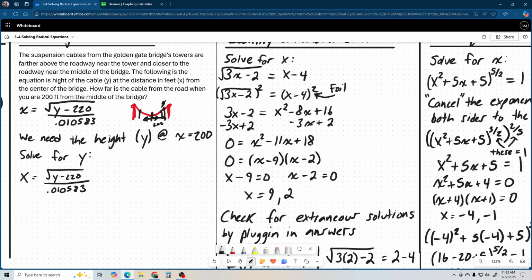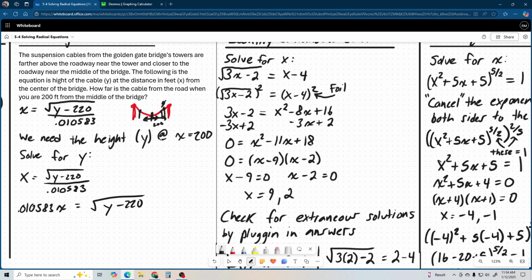So the first thing we have to do is isolate the radical, right? So in other words, if we're dividing by this 0.010583, if we multiply both sides by that, it'll isolate our radical, right? So let's go and do that. So we're going to get 0.010583x equals the square root of y minus 220. Okay, so far so good.